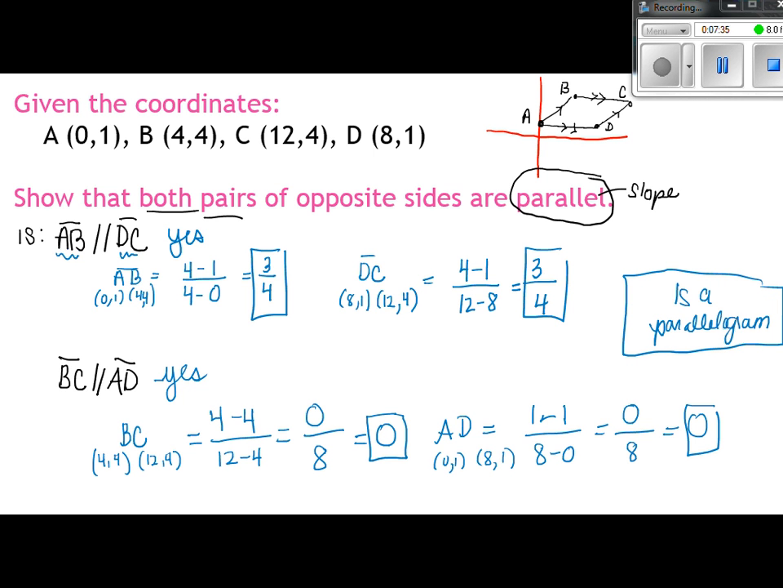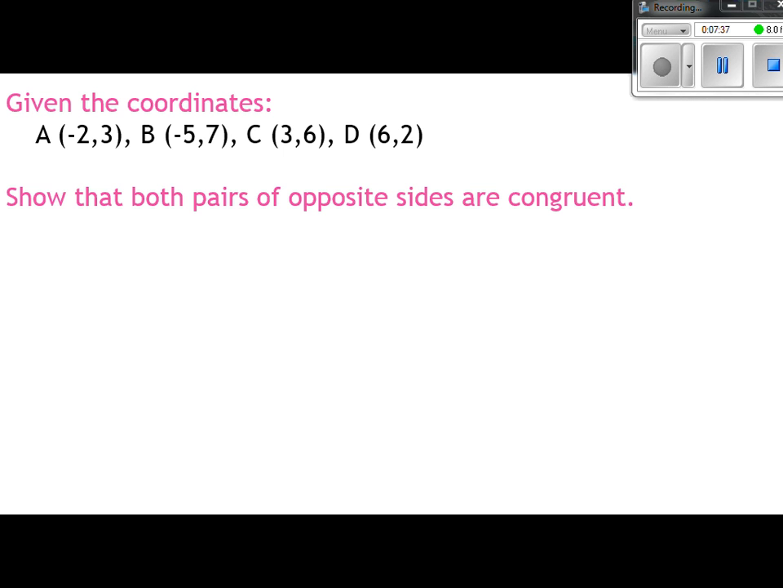Okay, let's do another one. So now what I want to do is, given my points, I want to show that both pairs of opposite sides are congruent. So when I think of the word congruent, I'm thinking length, which means distance. So I want to use the distance formula.